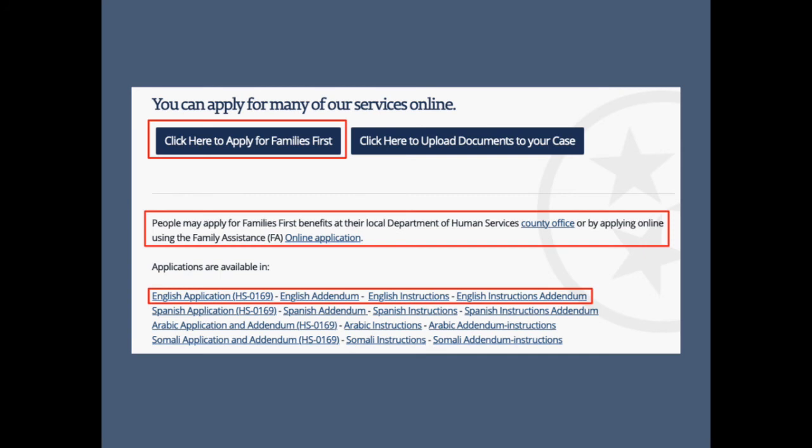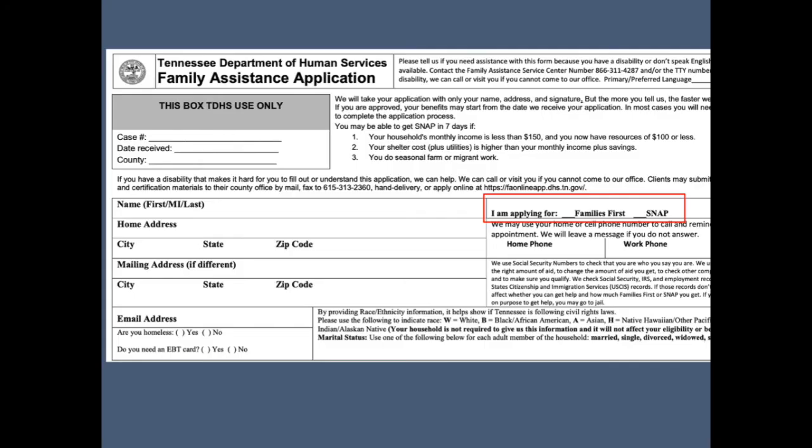Now, for families to apply for Families First, you can actually click on an electronic application on the DHS website, but there is also a printout application that you can do, and that application actually allows for signing up for both Families First and SNAP, or either or. So you can see that there.